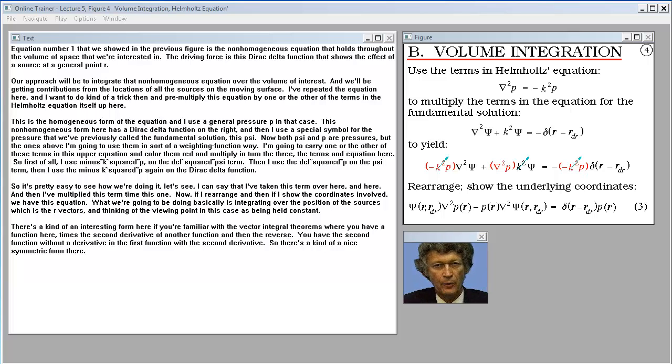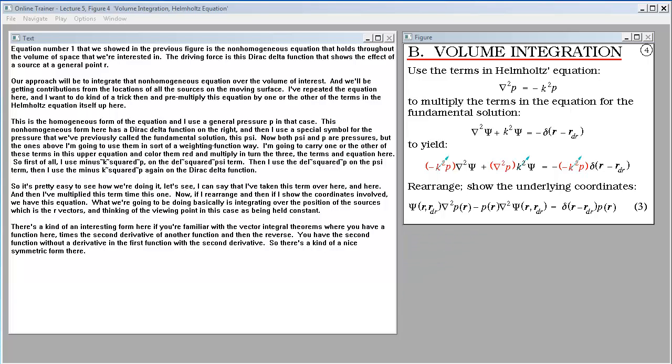Equation number 1 that we showed in the previous figure is the non-homogeneous equation that holds throughout the volume of space that we're interested in. The driving force is this Dirac delta function that shows the effect of a source at a general point R. Our approach will be to integrate that non-homogeneous equation over the volume of interest, and we'll be getting contributions from the locations of all the sources on the moving surface.